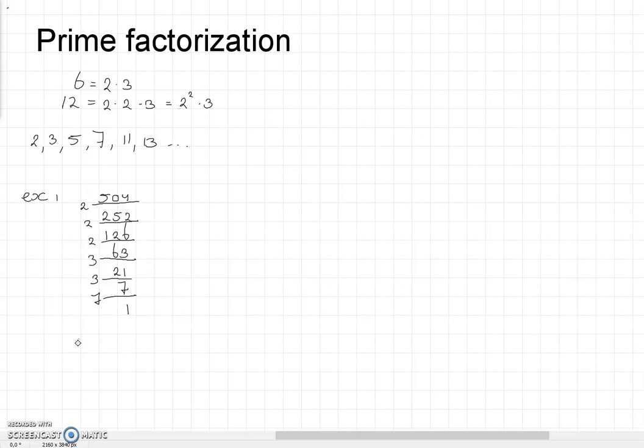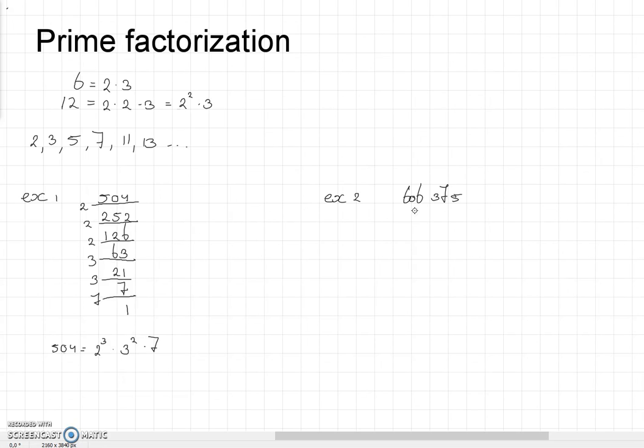So we know that 504 can be written down as the product of 2 to the power 3 times 3 to the power 2 times 7. Also, with a larger number like 606,375, we can do the same thing.